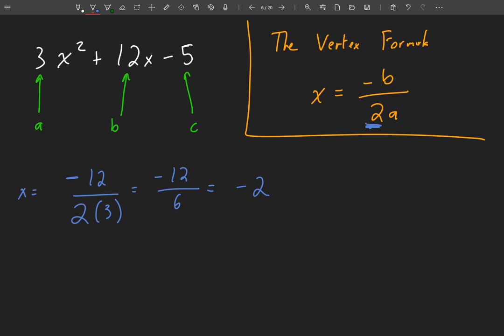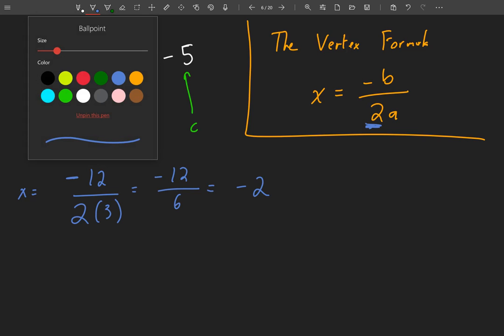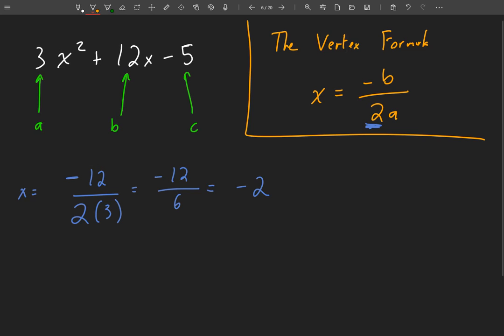How do we find the rest of it? Whenever you're given an x value and you want to find the associated y value for a particular function, all you have to do is plug it in. You plug in x, you get y. So let's plug negative 2 into this function. I'm going to go down here and write 3. Instead of x, I'm going to write negative 2. 12 times negative 2 minus 5.